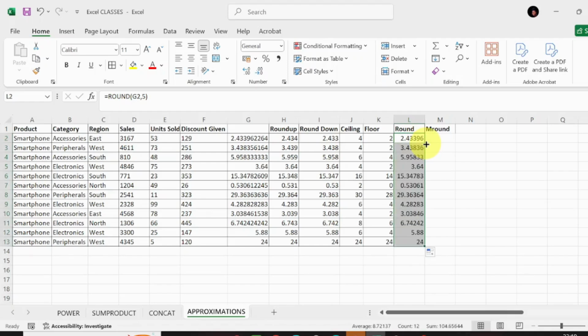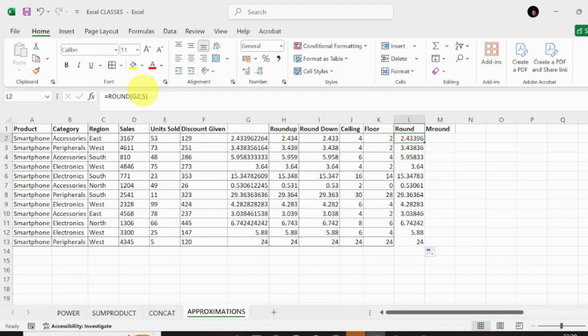So by the time you double click this, you see for the 3.43836, you realize that the ROUND function actually rounded it up. The 5 was rounded up to 6 because the next digit carries 1 and adds it to the last number. And when you check the 2.43396, you realize that the next number is 2, and it rounded down, it becomes 0, and 0 added to that 6 gives you that value.